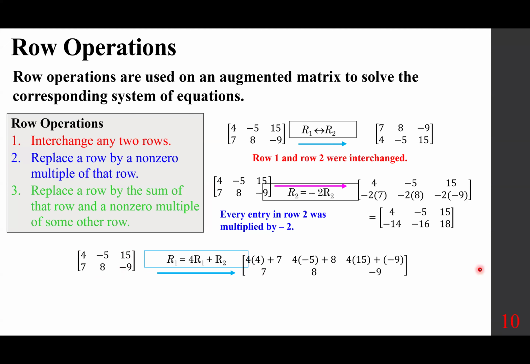And the bottom row, the second row, is not being changed. So for example, 4 times 4, 16, and 7, 23. 4 times negative 5, negative 20, and 8 becomes negative 12. 4 times 15, 60. Subtract 9, you get 51. And the second does not change. So every entry in row 1 was multiplied by 4, and then row 2 was added to row 1.